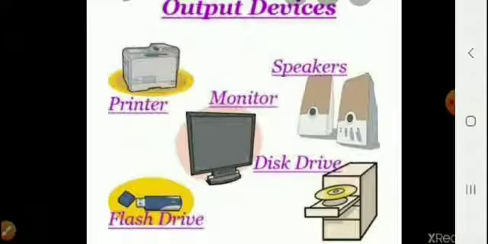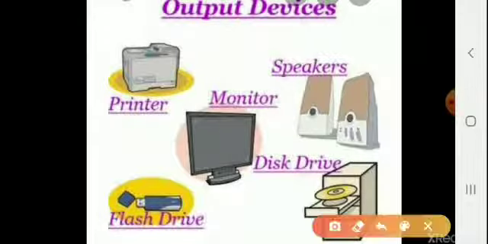Then next is our output device. What are output devices? The devices which allow us to show the output or result of the work performed by a computer are output devices. They show the output or results of the computer. Some of the output devices, first of all, we will see the monitor. A monitor is also called the VDU. What is the VDU? Visual display unit.